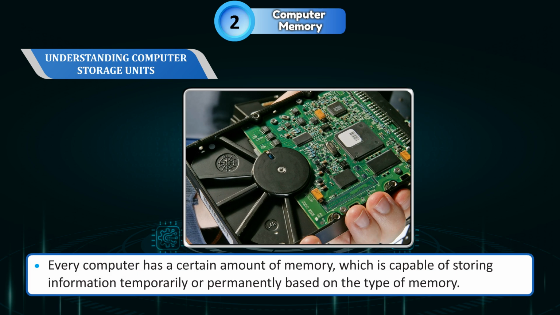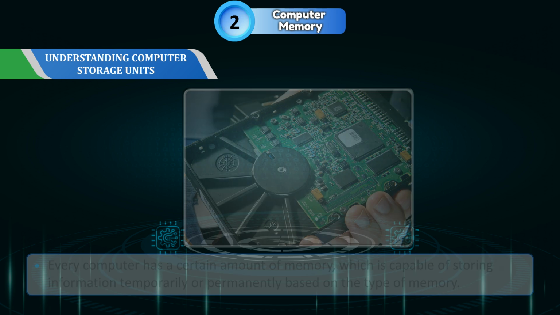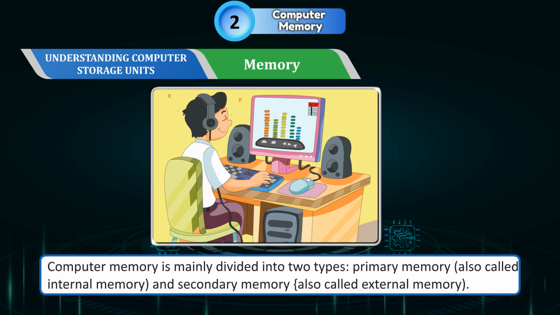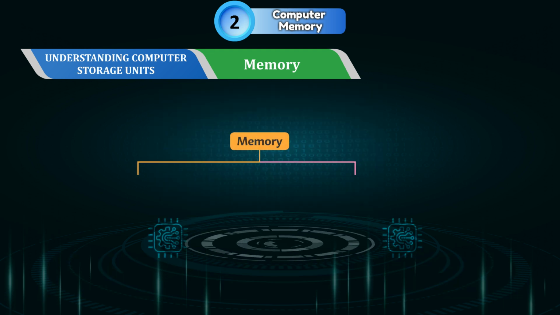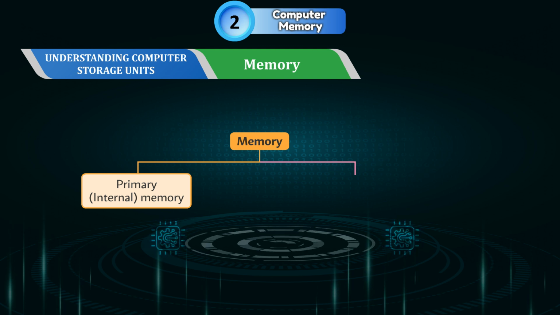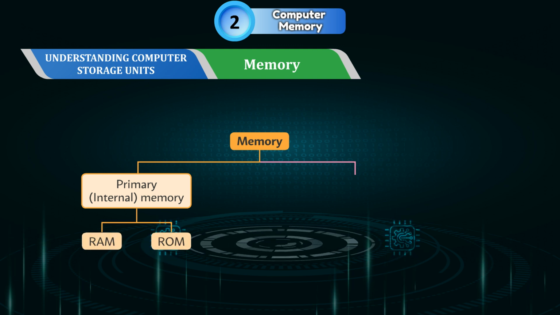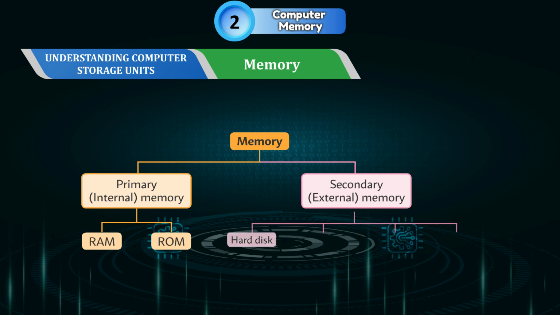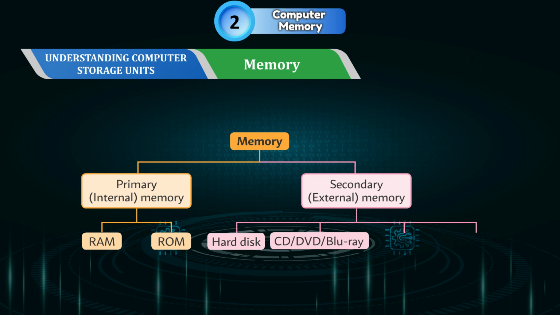Every computer has a certain amount of memory which is capable of storing information temporarily or permanently based on the type of memory. Computer memory is mainly divided into 2 types: primary memory, also called internal memory, and secondary memory, also called external memory. Primary internal memory: RAM, ROM. Secondary external memory: hard disk, CD, DVD, Blu-ray, pen drive, memory card.